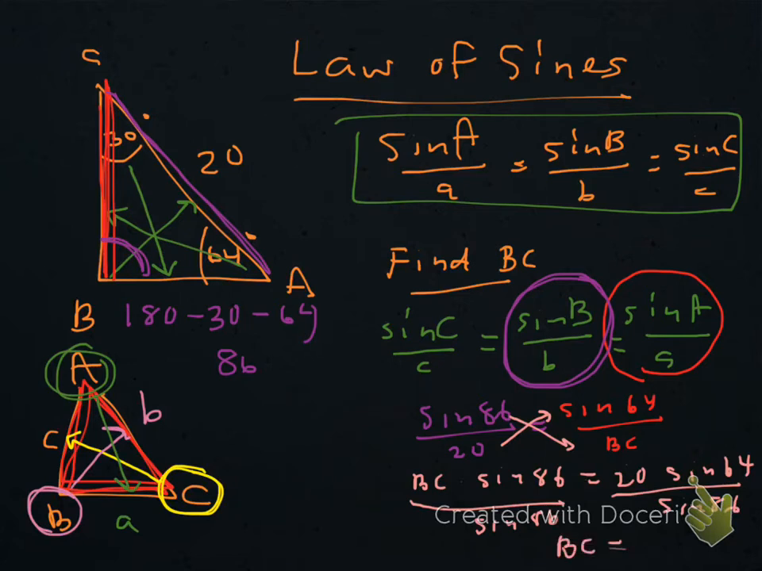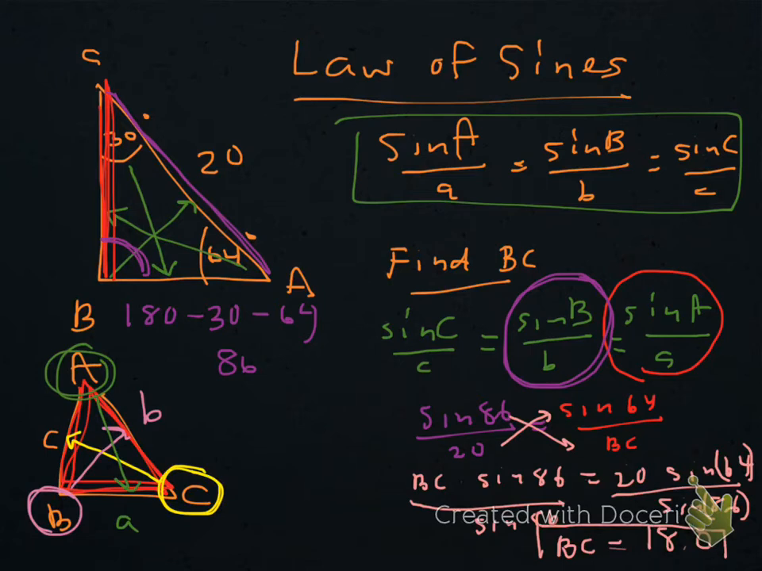So in the calculator, you can just type in 20 times the sine of 64, sorry. Make sure that you put parentheses around your angles. Make sure your calculator is in degrees. 20 times the sine of 64 divided by the sine of 86. That equals 18.0. So that's our answer.